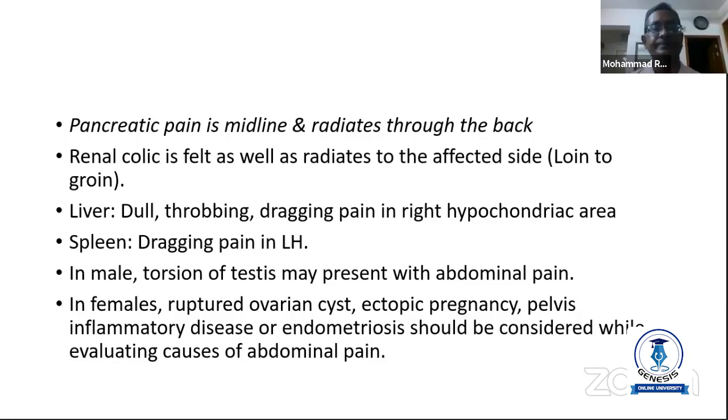relations with others. So never ever forget a young lady of reproductive age with severe lower abdominal pain with hypotension. Never ever forget about ectopic pregnancy, whether married or not married, it doesn't matter. But keep it in your mind.